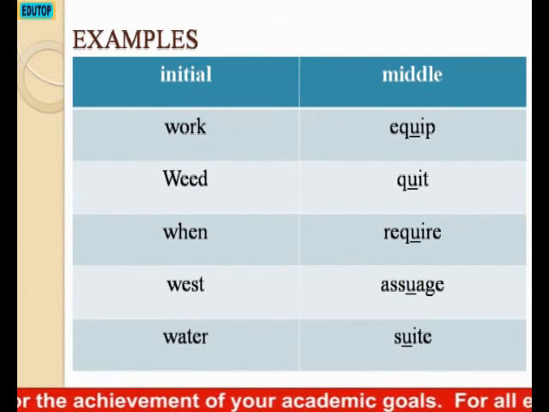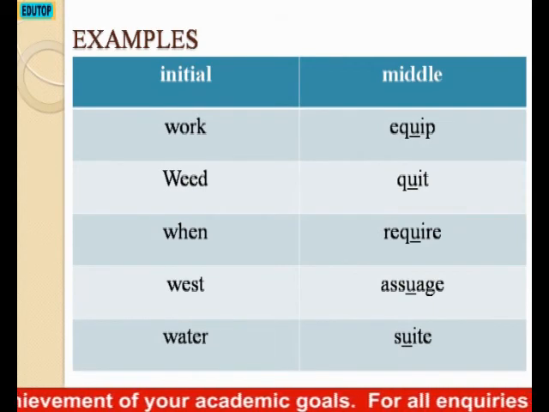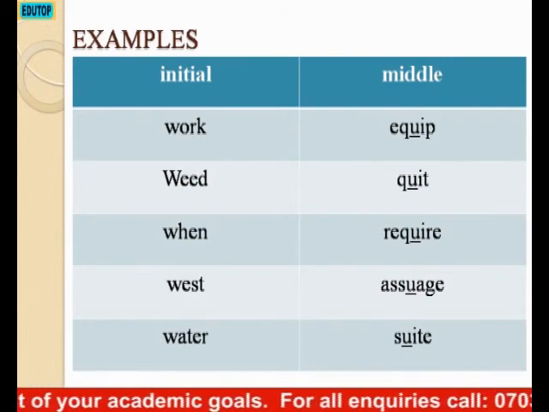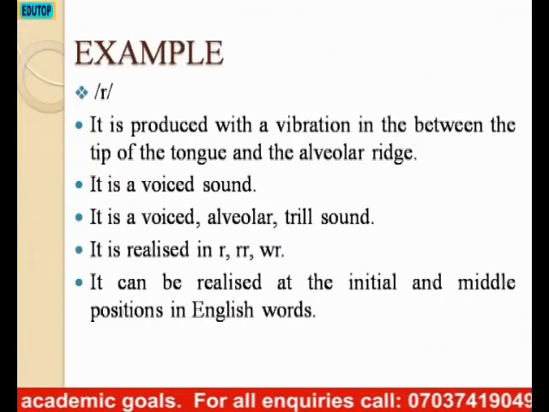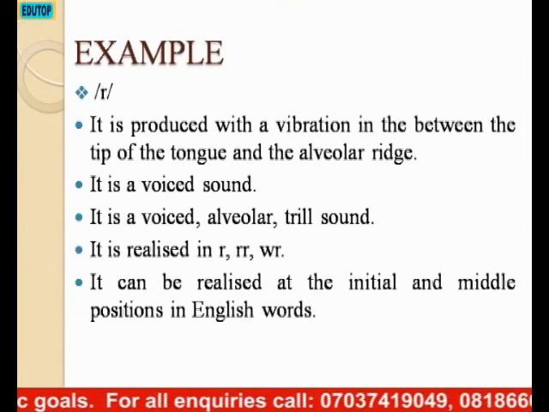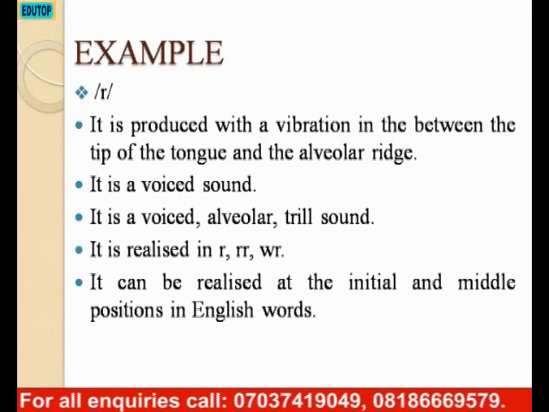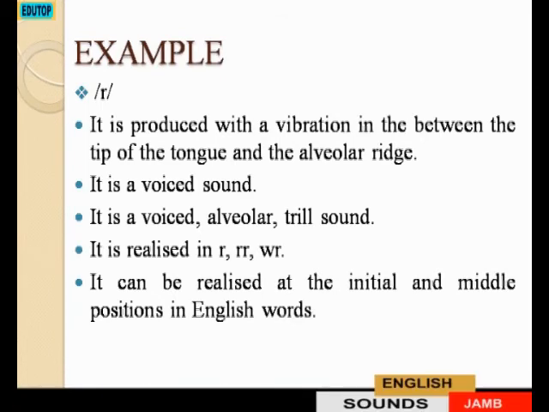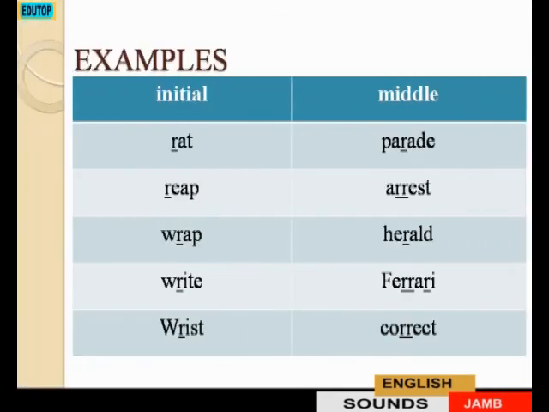At the middle: equipment, quit, require, assuage, sweet. This sound is produced with a vibration in between the tip of the tongue and the alveolar ridge. Therefore, it is a voiced sound. A voiced alveolar trill sound. It is realized in R, double R, and WR. It can be realized at initial and middle positions of English words alone. Examples: rat, rip, rot, right, wrist.